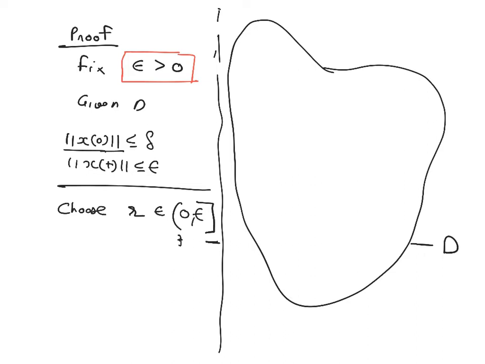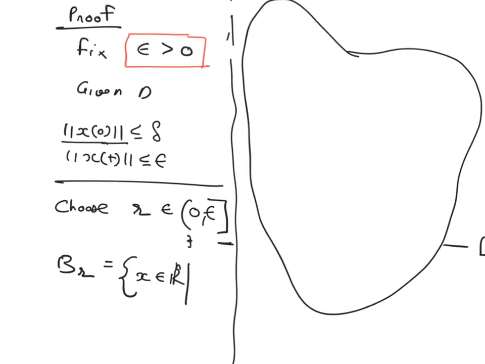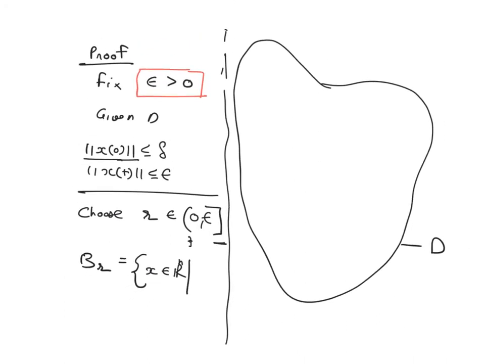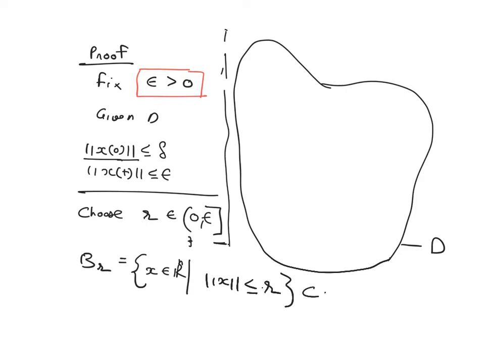Okay, and I'm defining a ball B of R. B of R is defined as X belonging to R^n such that the norm of X is less than or equal to R, which is a subset of D.